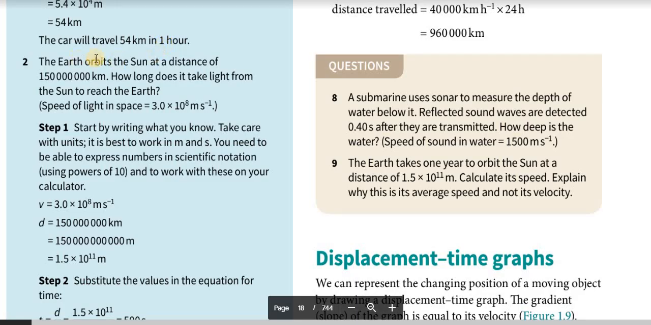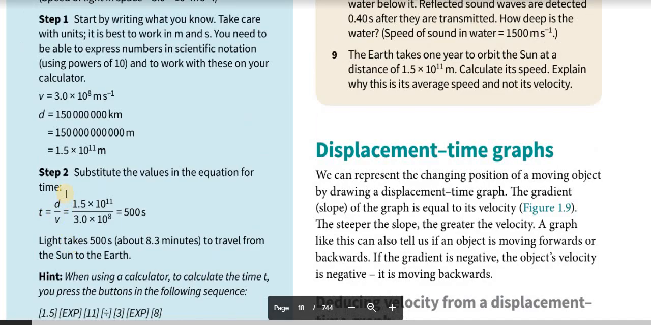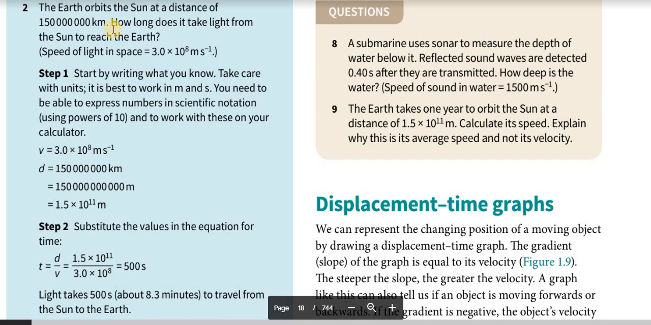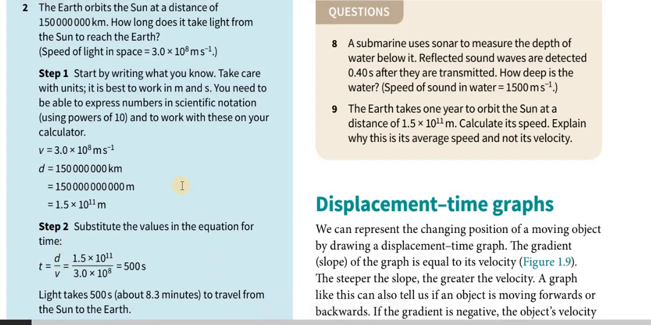The Earth orbits the Sun at a distance of 150 million kilometers. How long does it take light from the Sun to reach the Earth? So the distance from the Sun to the Earth is 150 million kilometers. We know the distance, and also they have given us the speed. So very easy, use the formula. Speed is equal to distance divided by time. You are supposed to find the time. Time is distance divided by speed. We assume the speed is constant, and it is constant.